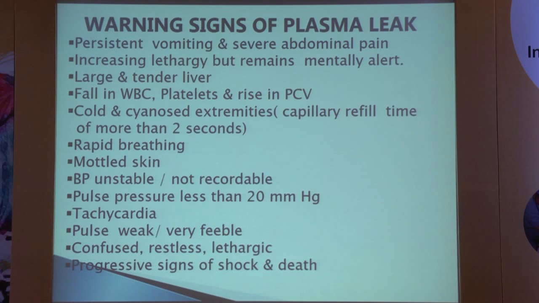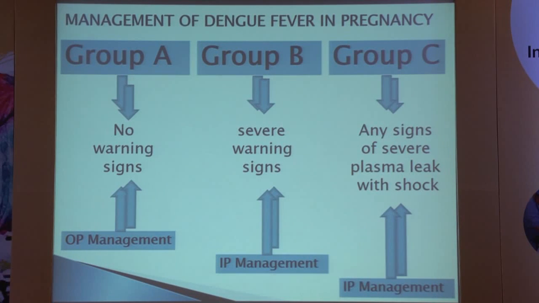Warning signs of plasma leak have to be remembered. That is persistent vomiting and severe abdominal pain, increasing lethargy but mentally alert, large and tender liver, fall in WBC and platelets and rise in PCV, cold and clammy extremities, rapid breathing, mottled skin, unstable BP or not recordable BP, pulse pressure less than 20 mmHg, tachycardia, weak pulse, very feeble pulse, confused, restless, lethargic, and progressive signs of shock and death.